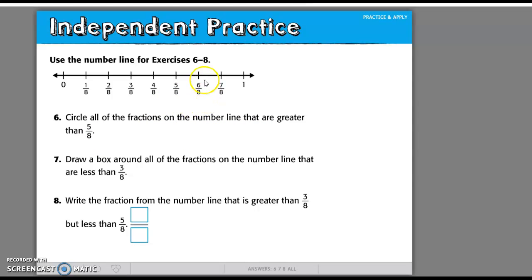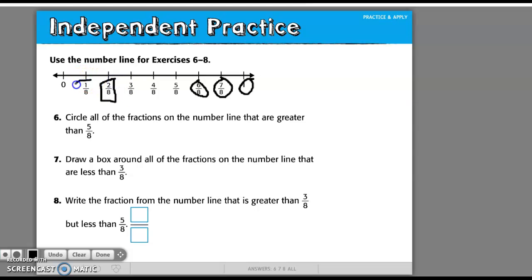What's closer to 1? 6/8, 7/8, and 1 whole, all bigger than 5/8. Number 7 asks us to draw a box around all the fractions on the number line that are less than 3/8. So we go to 3/8 and then we go back towards 0. 2/8 is less. 1/8 is less.